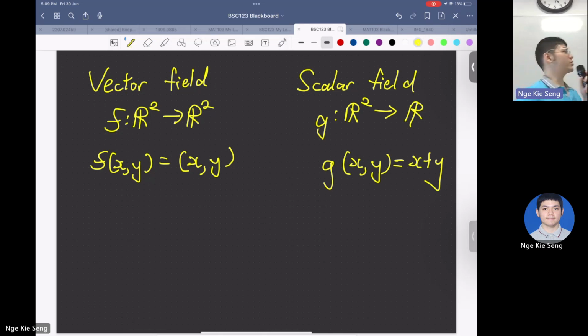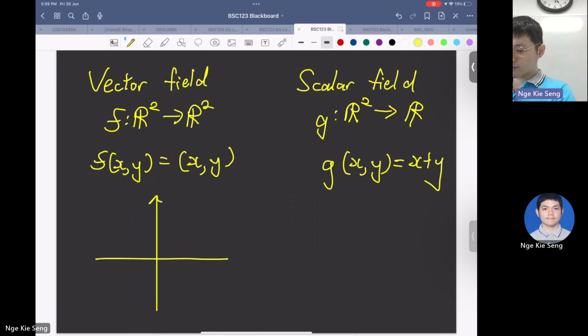So what's the difference between a vector field and a scalar field? This word comes from physics, so there's a physics interpretation here. What's a vector field? It means that on every point in R2, I get a vector. For example, at (1,1), I get a vector (1,1). Maybe here is (1,-1). So we get a vector here.